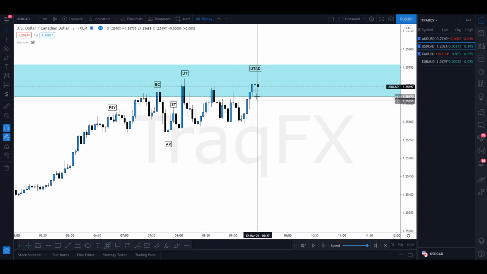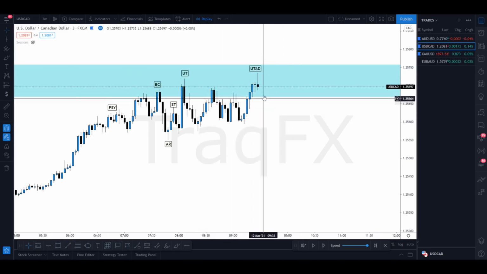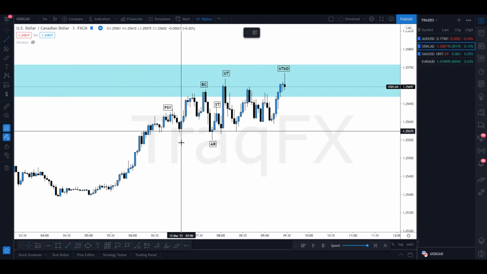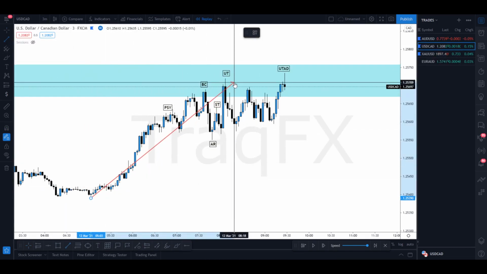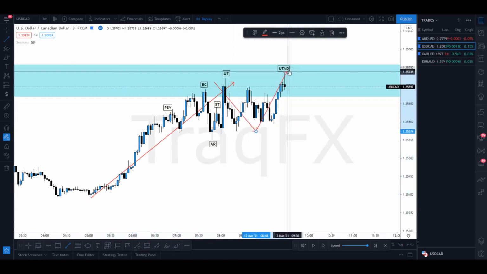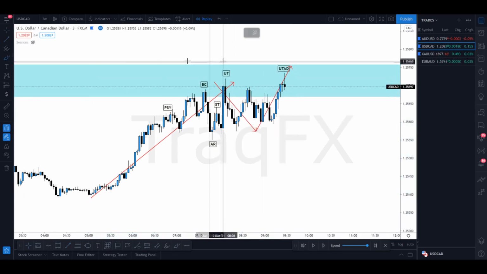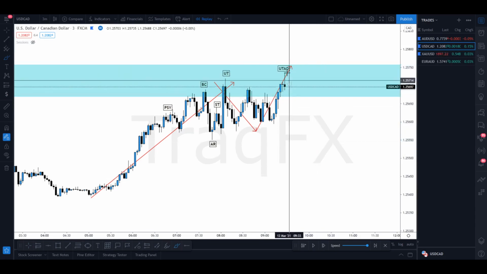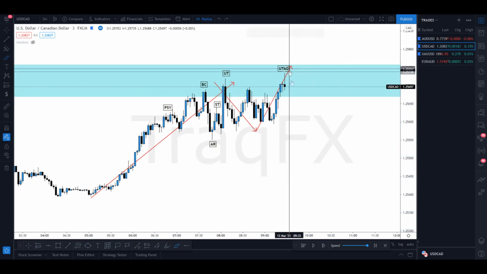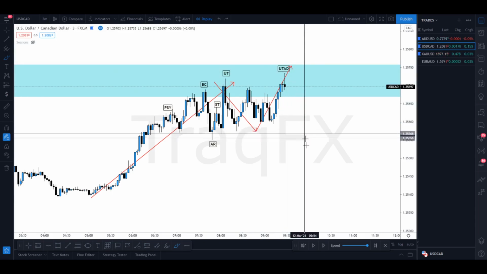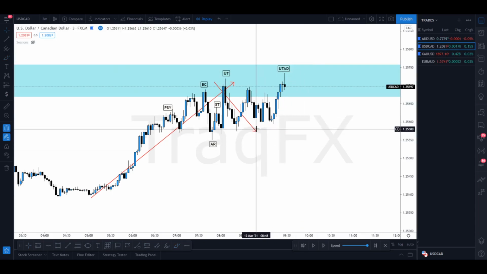What you want to do is wait for either the UTAD test, or you want to wait for price action to break the lows. So right over here we have the high, and then we have the markdown low, and then we have another high, right? What we want to see is price action break down like this. We want to see the market break down. Once we do break down, we're going to be expecting price to come back into a last point of supply. So let's play this out. Let's see what the market does.